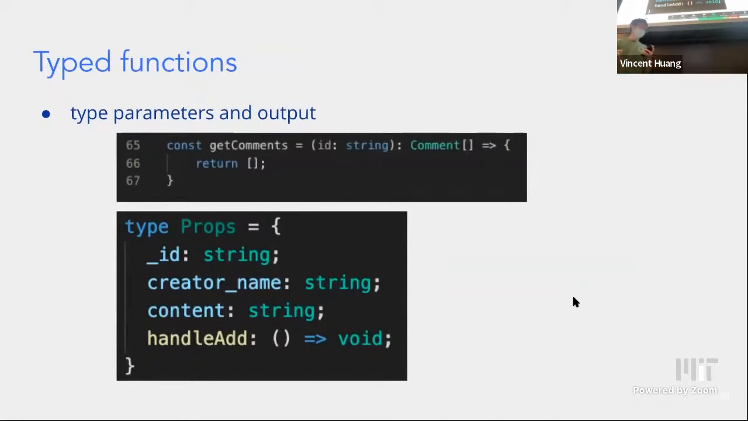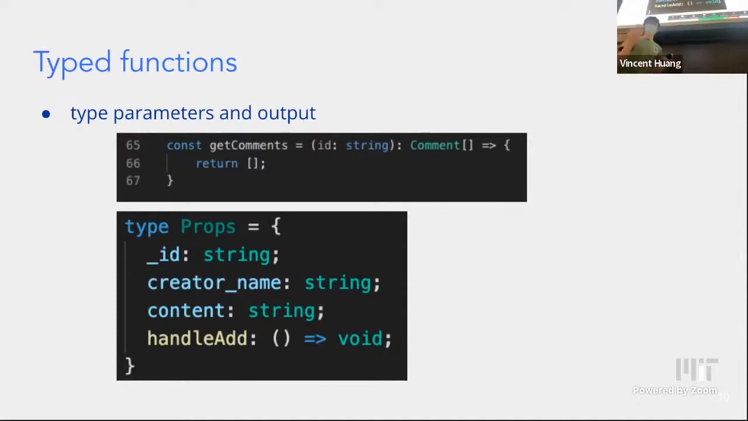So another thing about JavaScript is that it has first-class functions. And what that means is that a function in JavaScript is like a normal variable, right? For example, your function can return a function as its result and stuff like that. And what that means is that functions also have types, right? So here I have a getComments function. And what it'll do is it'll take an ID and return a bunch of comments.